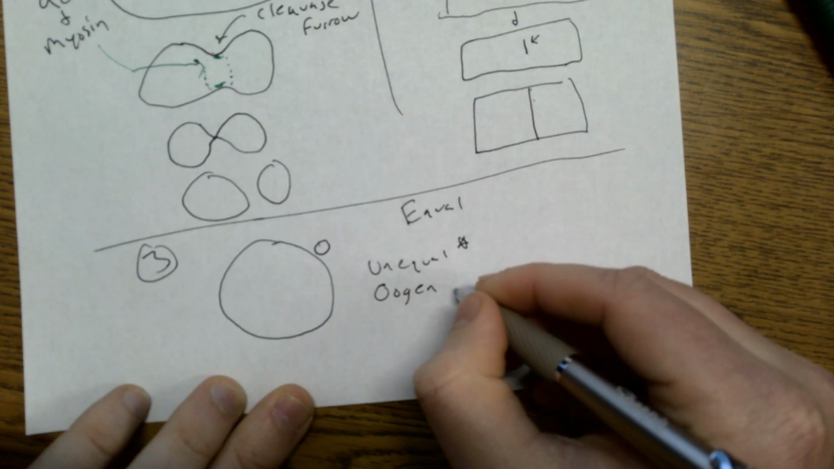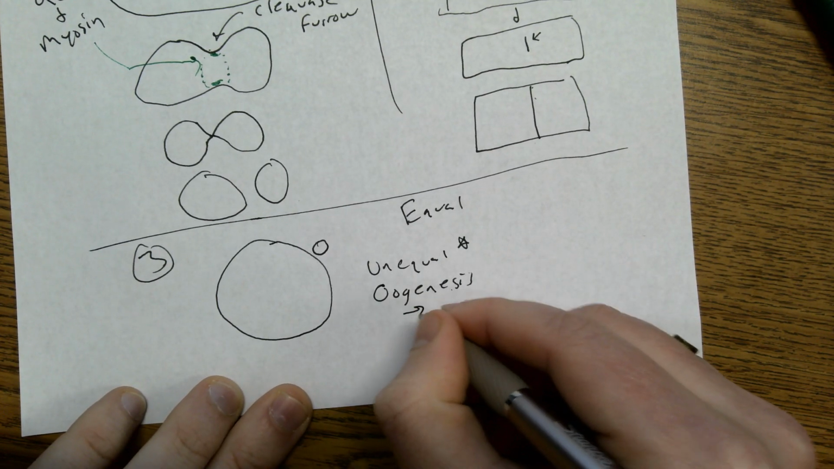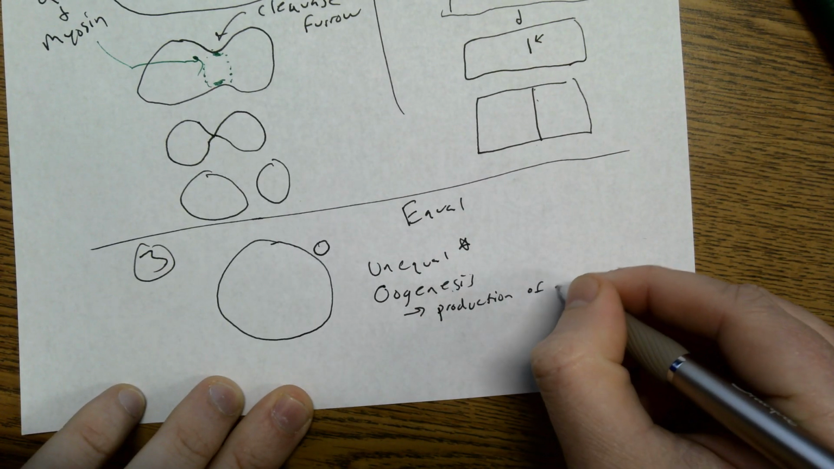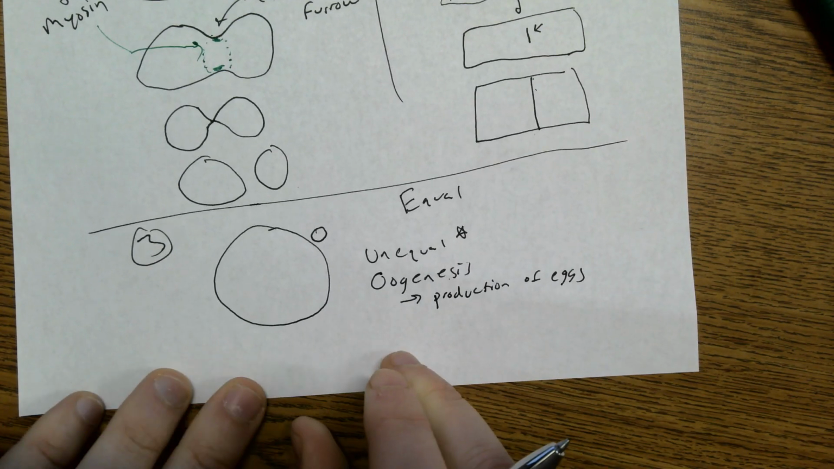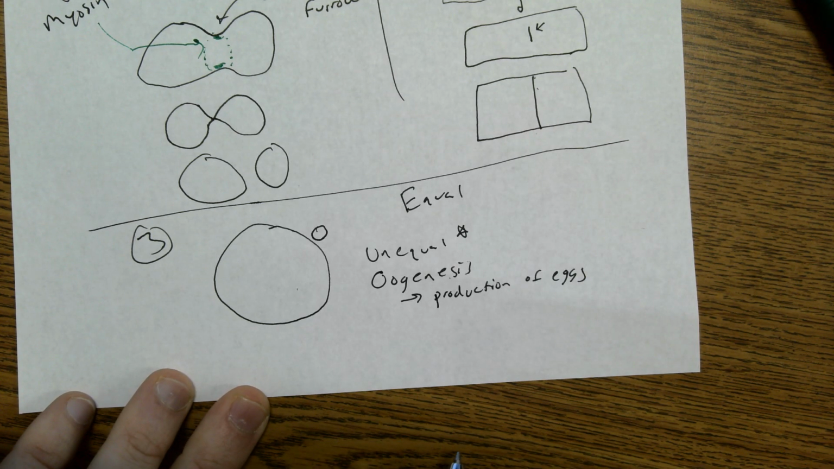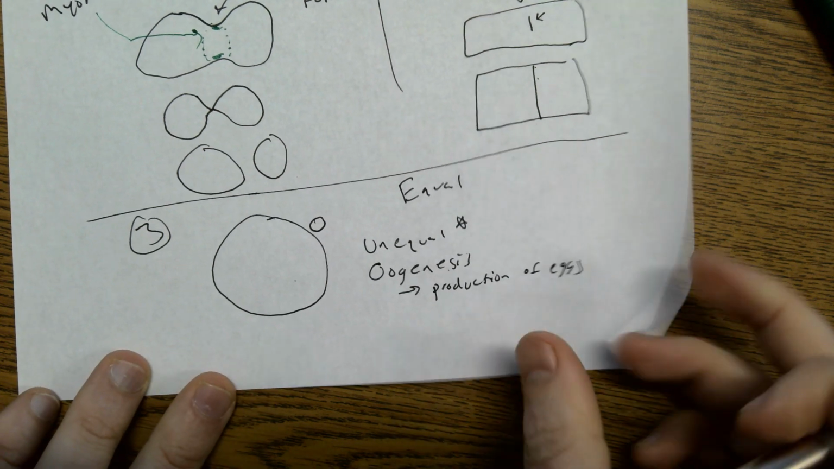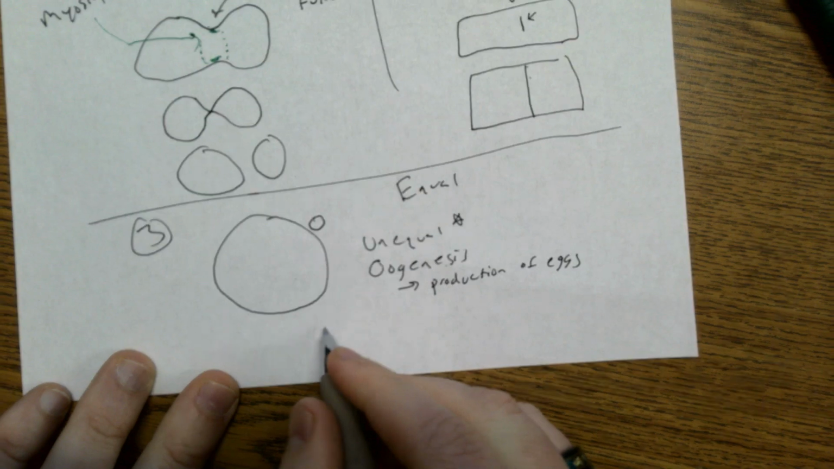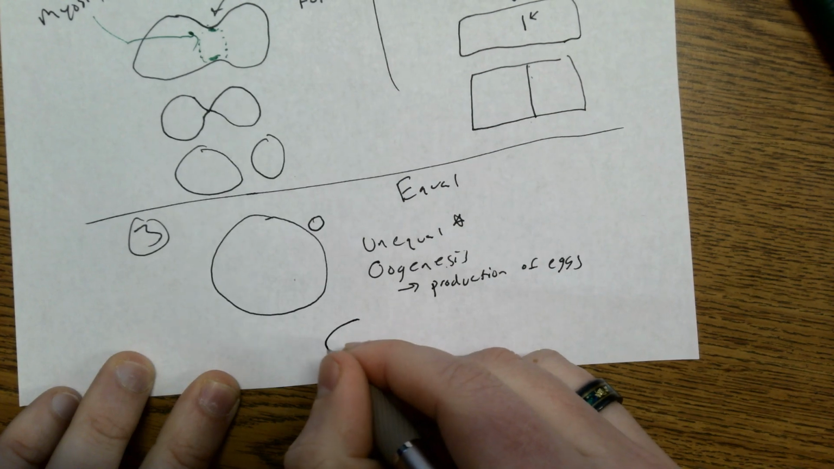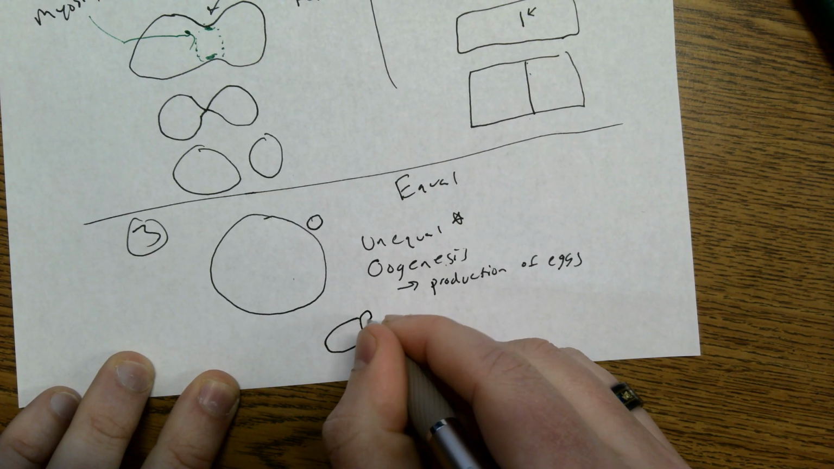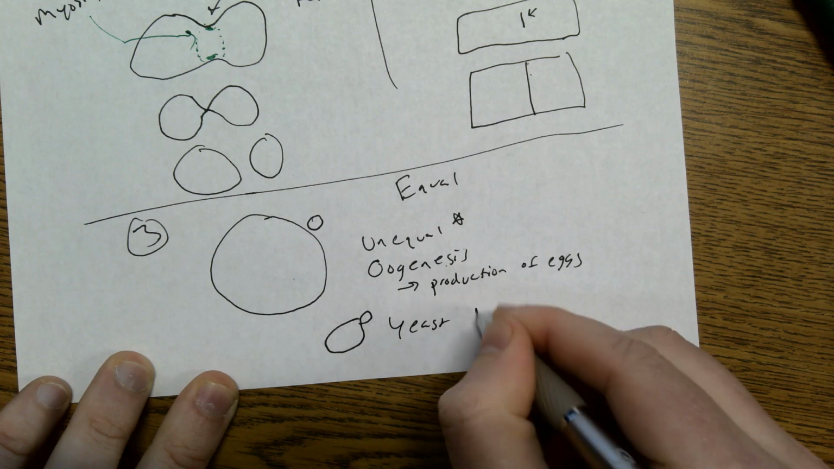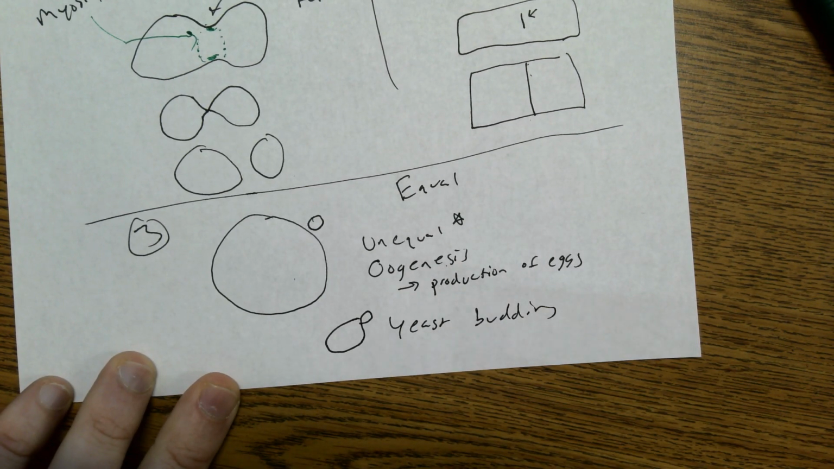Our first exception we need to know is oogenesis, which is a really big word that all it means is production of eggs in humans. Our egg cells are also called oocytes, and when we produce egg cells, only one of them is big and the other one is small. We'll learn about why that is another time. That's in humans. In yeast, which is a type of fungi, we get budding, and the bud would look something like this, where it buds off. Yeast budding also does unequal division of the cytoplasm.